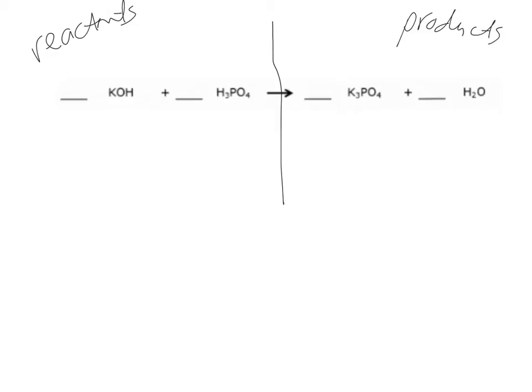So start with your metals. We have 1 potassium over here. We have 3 potassium over here. So what I do is I put a 3. Now this 3 will go to everything that's in this compound. Okay. Then I like to balance the polyatomics as a unit. So if you notice, this is PO4. Well, here's PO4 too. So I'll balance those as a unit. 1 here, 1 here. So we're good.